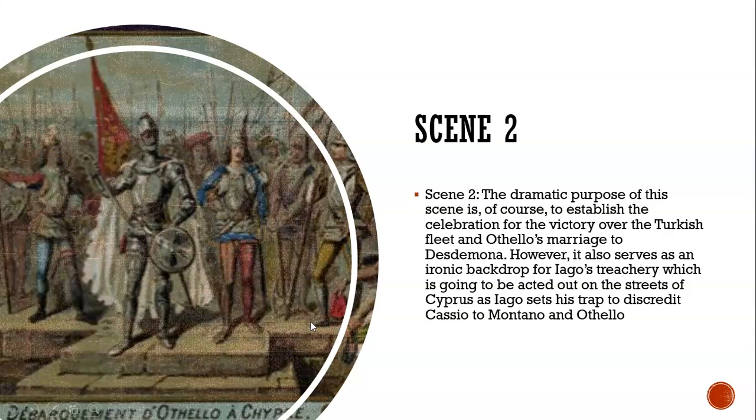In scene 2, it's a really super quick scene. There's just this big celebration that Othello's going to have for victory over the Turkish fleet, even though they didn't really even fight. There was just, boom, a storm, and they just got rid of it, and they're gone. And so it also is there to celebrate Othello's marriage to Desdemona, but it's also serving as an ironic backdrop for Iago's treachery, which is going to be acted out on the streets of Cyprus, as Iago sets up his trap to discredit Cassio and Montano and Othello.